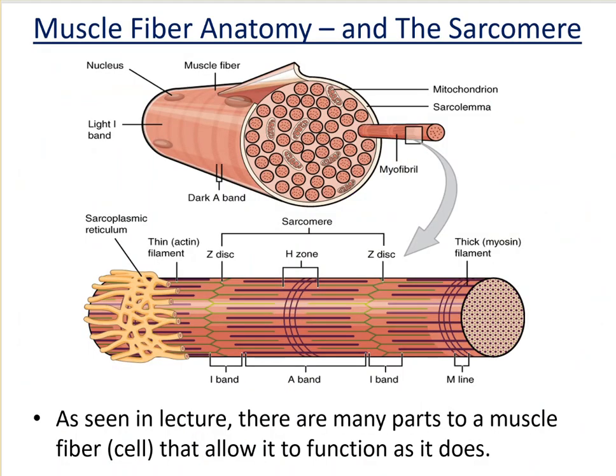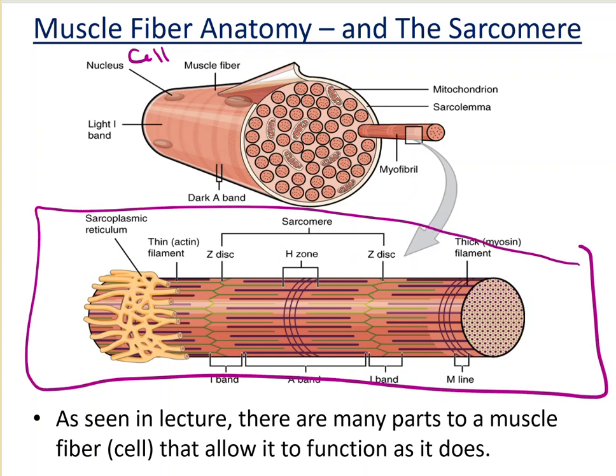Now let's look at the anatomy of each individual muscle cell. Remember, a muscle fiber is another word for muscle cell. And this is what each muscle cell will look like. Down here, this is an image of a muscle cell. What you're looking at right here is one muscle cell. So both of these are views, right? So this is your muscle cell or muscle fiber.